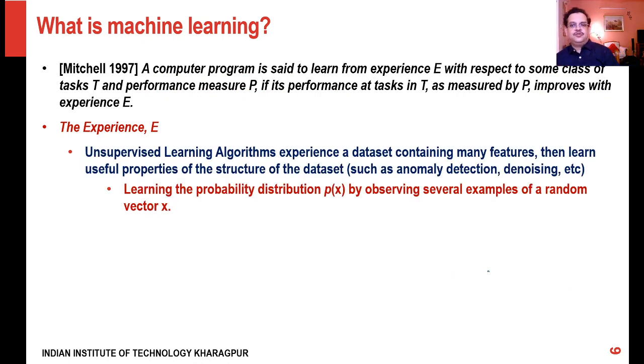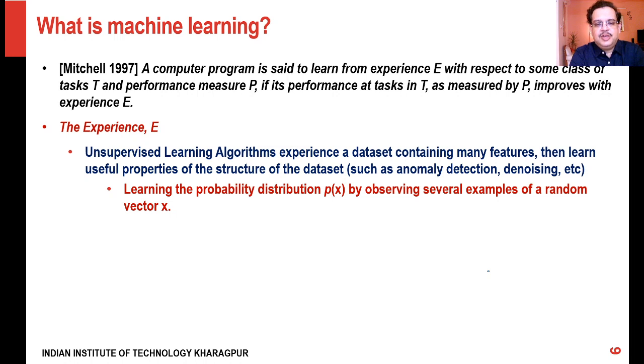So for the experience, that is the data that I am getting in the data set, there are broadly two types of learning algorithms, namely unsupervised learning algorithms and supervised learning algorithms. So in terms of the definition, this is how we can define them. For the unsupervised learning algorithms, a data set contains many features, and then we learn useful properties of the structure of the data set.